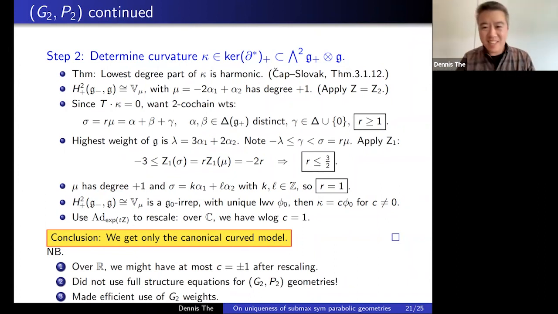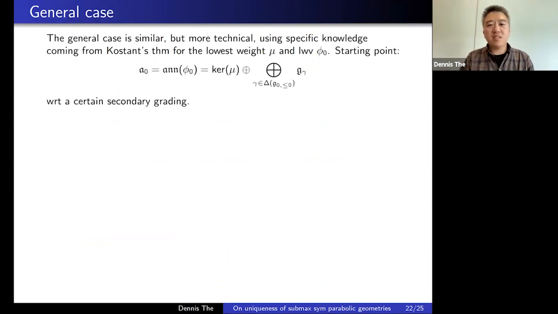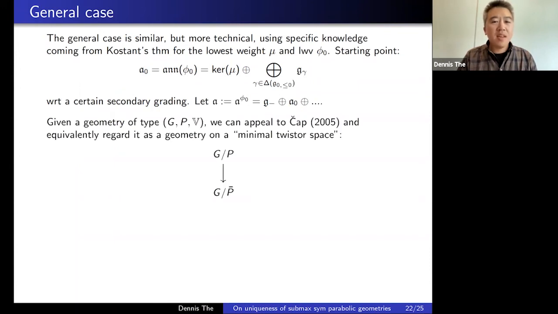Okay, maybe a couple of minutes just to run through some ideas. The general case is more technical, but in using specific knowledge coming from constants and lowest weight vector, we need data about the A0 part, this annihilator. There's some secondary grading that's introduced. There's a nice trick to simplify things. It was mentioned by Armand, I think, this work of Andy Čap, this twistor kind of idea. So basically reformulating the problem in terms of a problem downstairs on a twistor space.